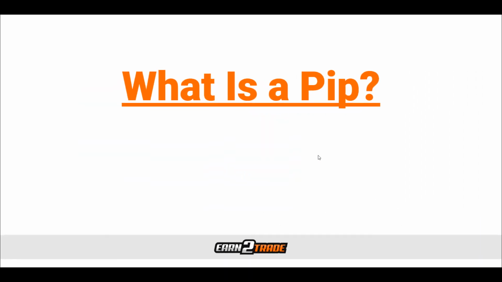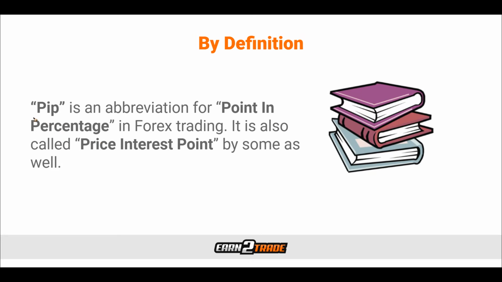So, what is a pip? Well, by the definition, PIP is just short for point in percentage. We even hear people sometimes say it stands for price interest point. Either one of these will be acceptable, but the core of it is a pip itself refers to the smallest price movement a currency pair can make given whatever exchange rate that it's referencing.